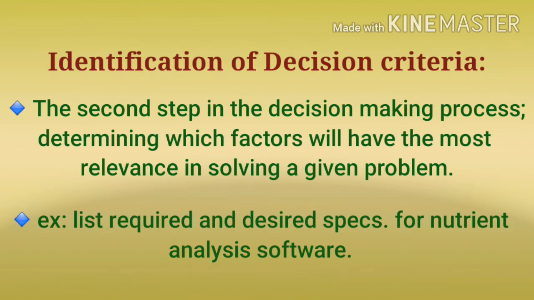Identification of decision criteria. This is the second step in the decision making process. Determining which factors will have the most relevance in solving a given problem. For example, in the nutrient analysis software to be upgraded, the second stage says to list the required and decide specifications for the nutrient analysis software.